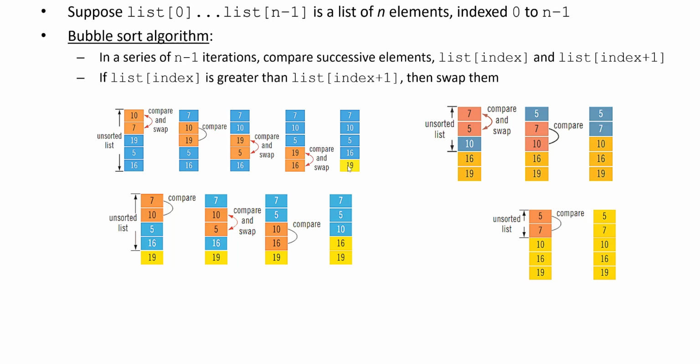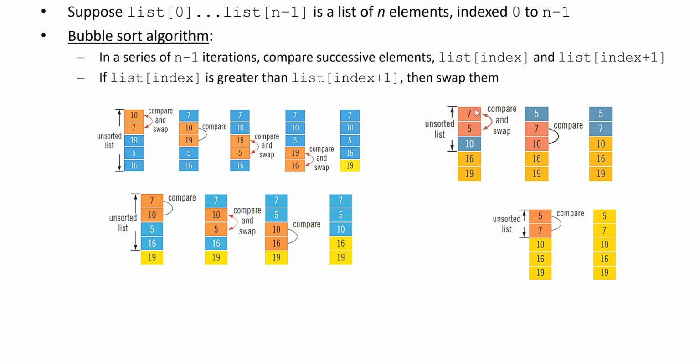So now we iterate the same functionality, but this time over this part of the list, the unsorted part that we had. We compare 7 and 10, no move needed. We compare 10 and 5, a swap needed. We compare 10 and 16, no swap needed. Now we have 19 and 16 at their correct places, and the rest of the list needs to be checked. Now we go back.